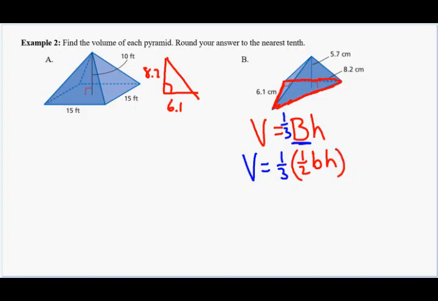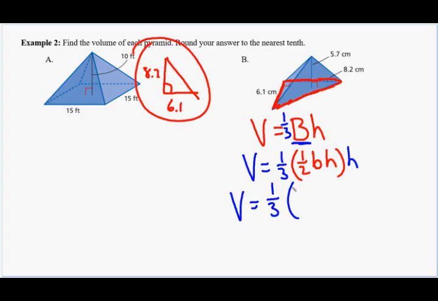And then we've got the other height, which is the height of the pyramid. So it might be a little confusing with the two heights in there, but let's start plugging and chugging here. I've got my 1/3, and then inside the parenthesis, here's my triangle's base and height. So I'm going to have 1/2 times 6.1 times 8.7, and then we multiply that by the height of the pyramid, and that here is the 5.7 in the picture.